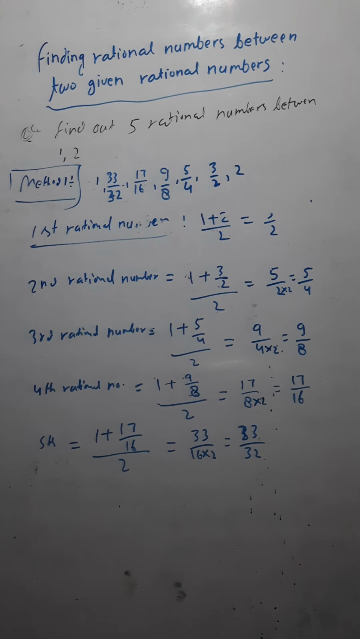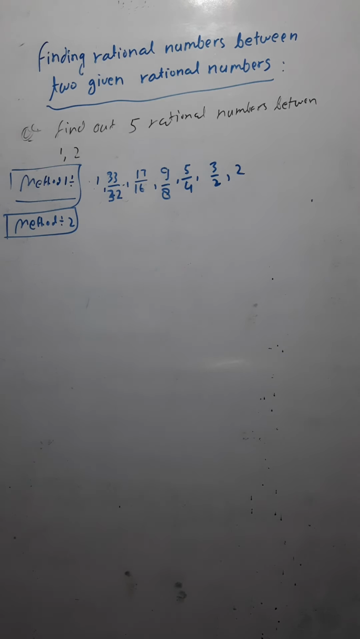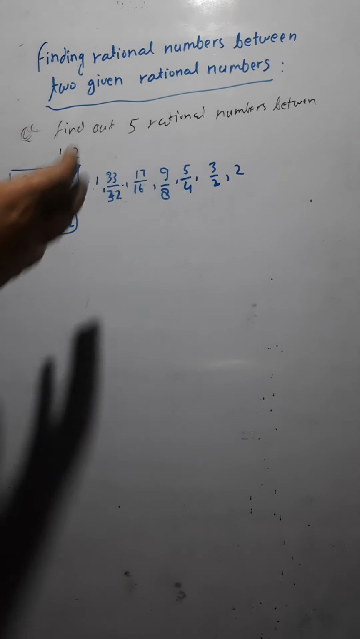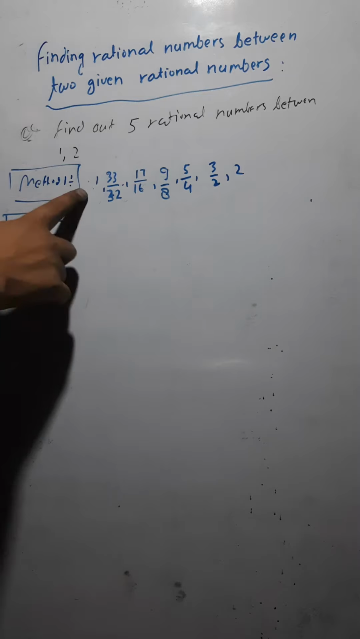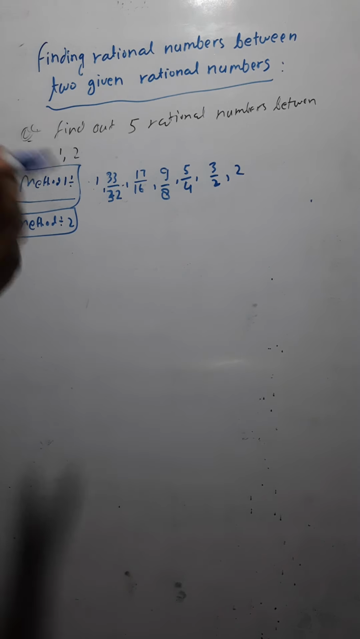Okay, by the first method we have written this. Now by the second method, I am going to find out the 5 rational numbers between 1 and 2. Before this, note it down. Now I am telling you the second method. So how will you find out 5 rational numbers between two given rational numbers? Okay, so we are going to do it by the second method.